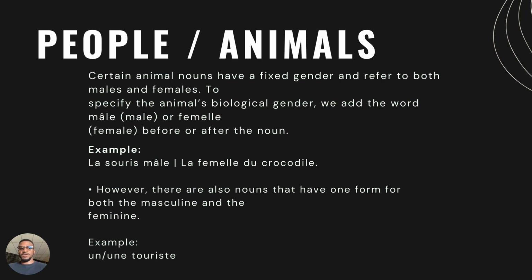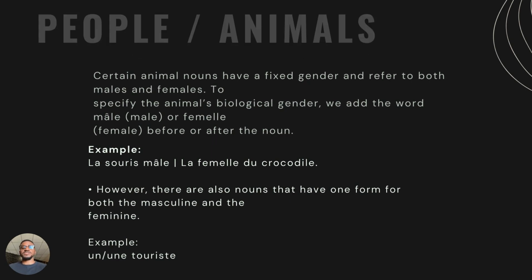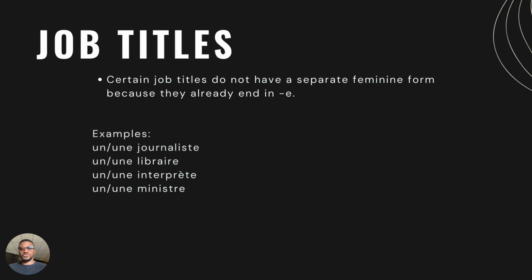So you can have un touriste, un touriste. The article is the one that you then have to use to determine whether it's masculine or feminine. And then we have job titles. For example, we have un journaliste, un librairie, une librairie, un interprète, une interprète, un ministre, une ministre. The distinction is masculine, feminine. Those are for the job titles.